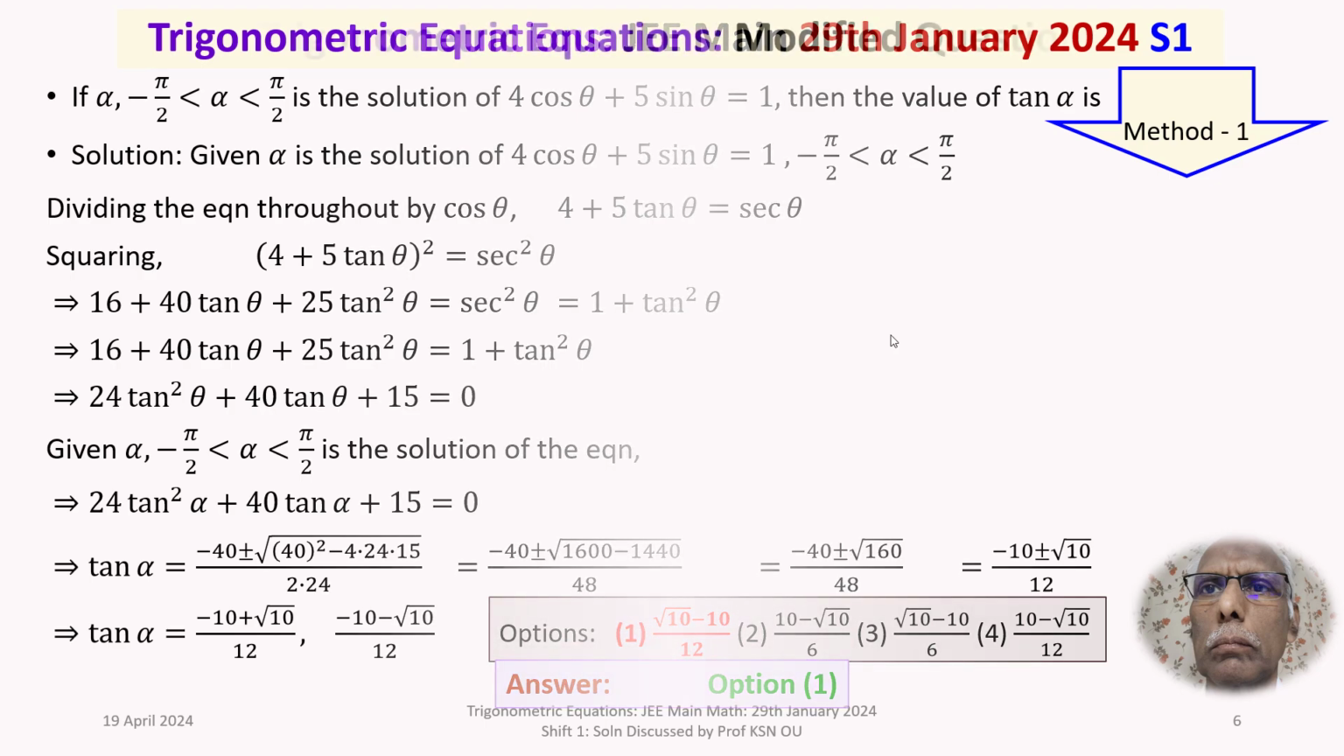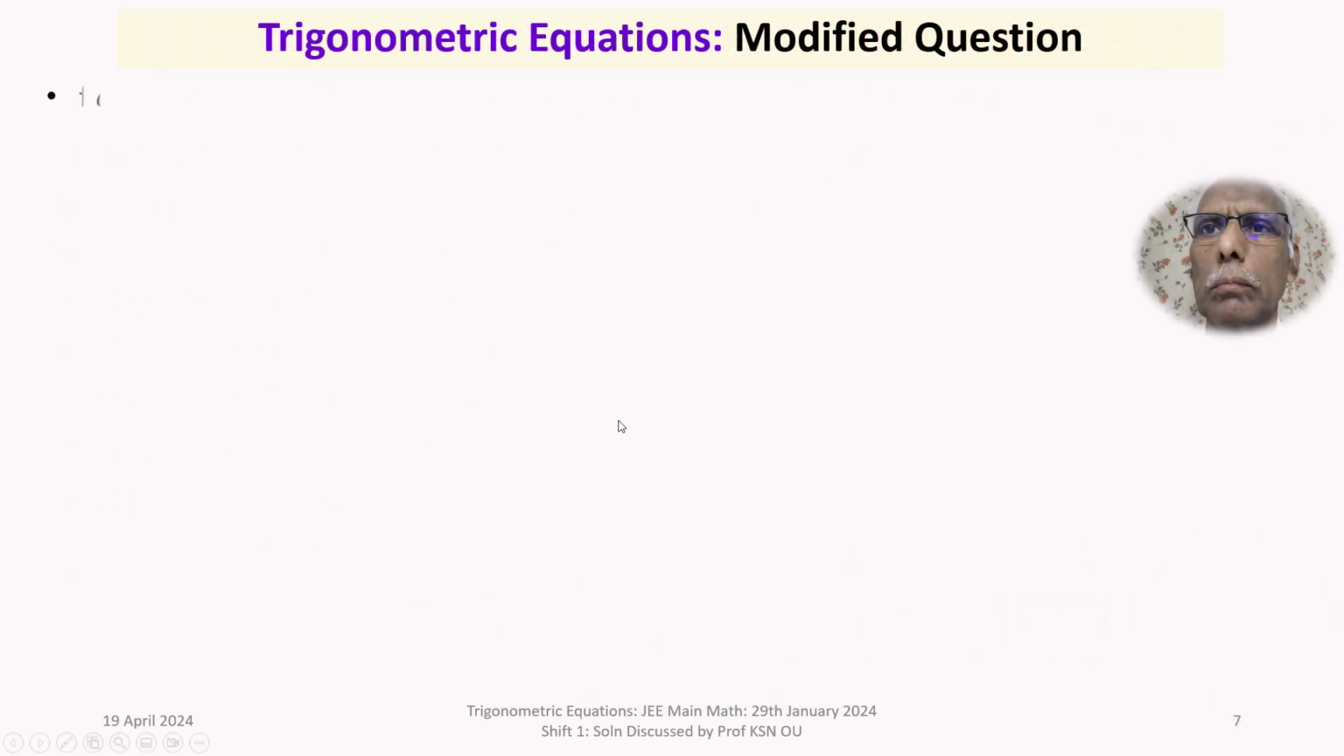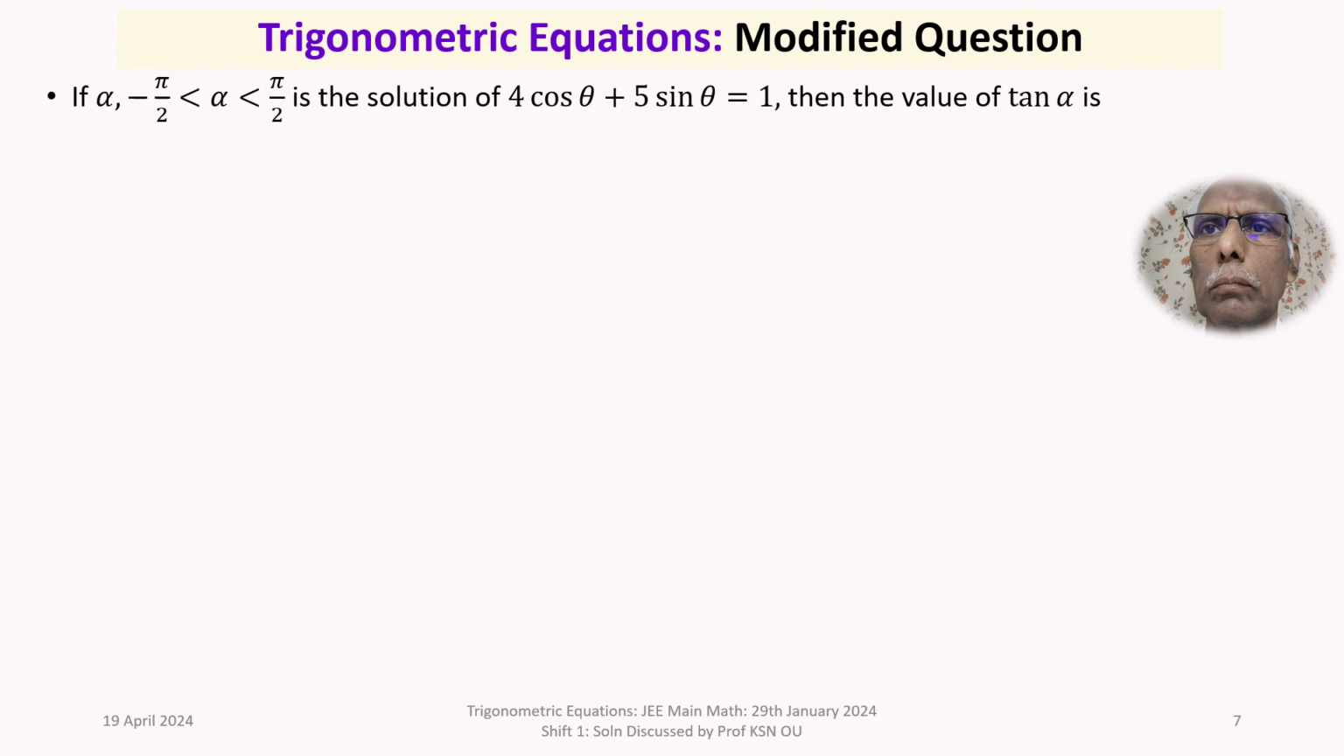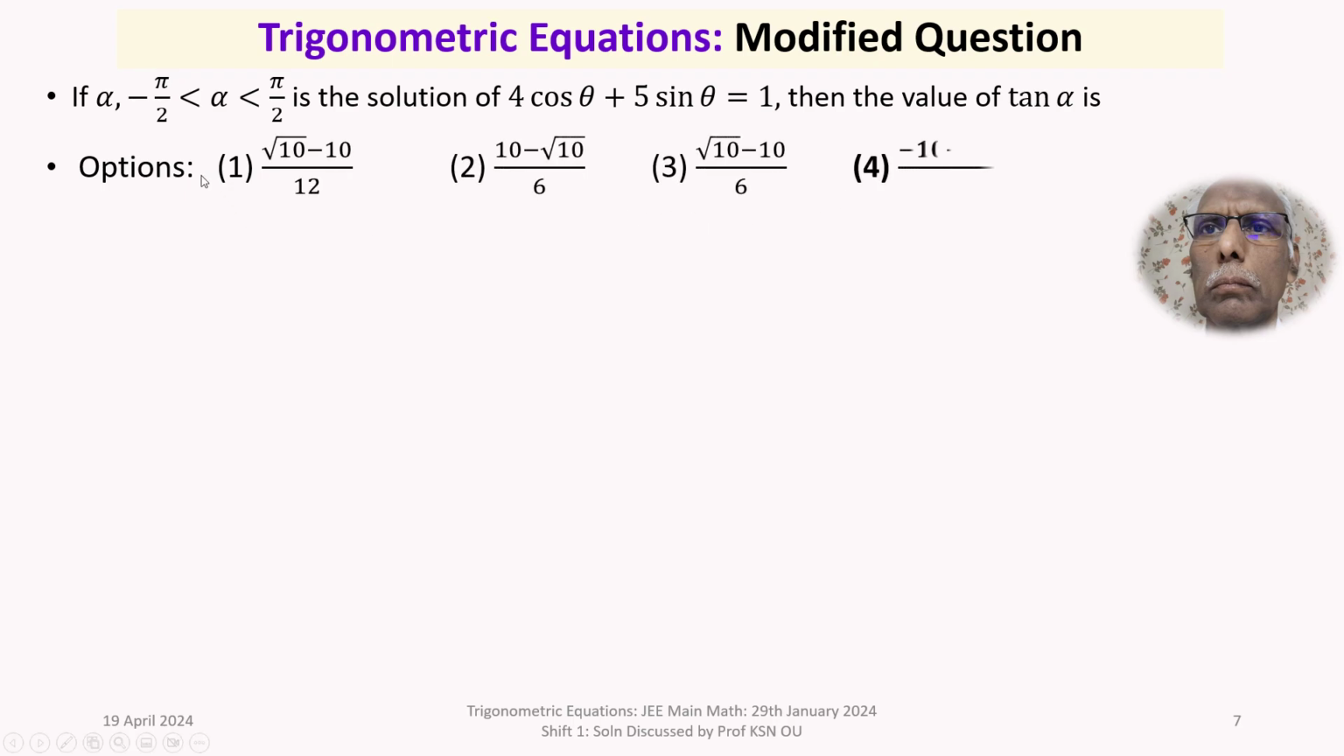That we will do in the next one. So we are modifying that question. The modification is in the options. We are giving options 1, 2, 3 the same as in the earlier example, and in option 4 we are putting a new option, minus 10 minus root 10 by 12.